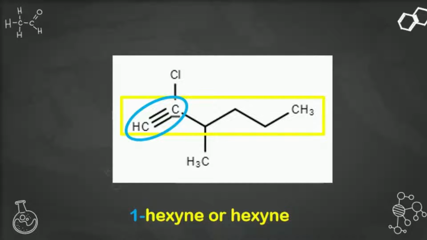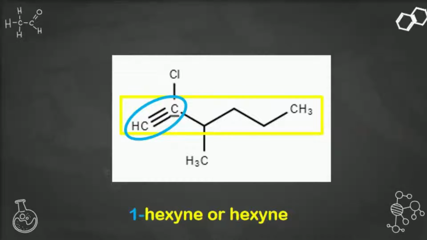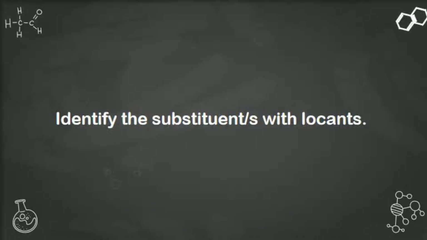6 carbons, that would be the hex, and the triple bond is for yne. So to have the lowest possible number of locant, we count from the left. The triple bond is present on the first carbon, so the locant is 1. Having a locant of 1, we can include or we can remove the number 1. For example, 1-hexyne or hexyne. Both are accepted. Next is to identify the substituents with locants. Substituents are attached to the parent chain, and locants are numbers that define the positions of the substituents and the triple bond.